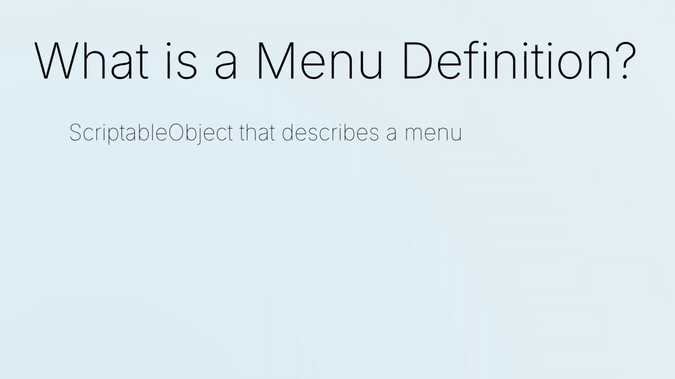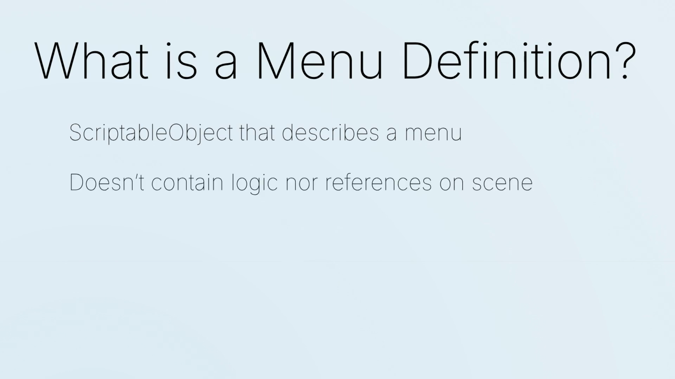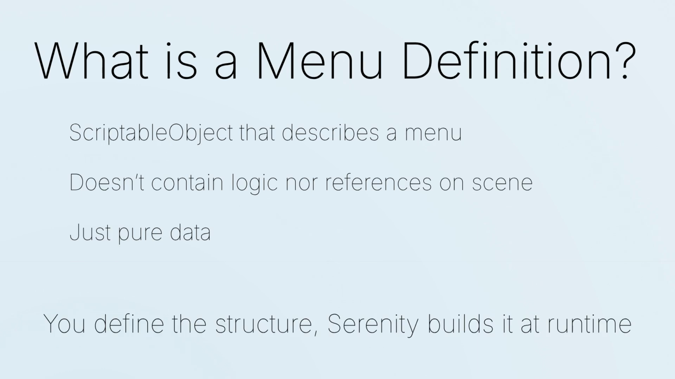A menu definition is a scriptable object that describes a menu. It doesn't contain logic, and it doesn't reference any game object in scene. It's just pure data such as the elements to render, the type of each element, the actions triggered by each option, and the localization keys. You define the structure, and Serenity builds it at runtime.